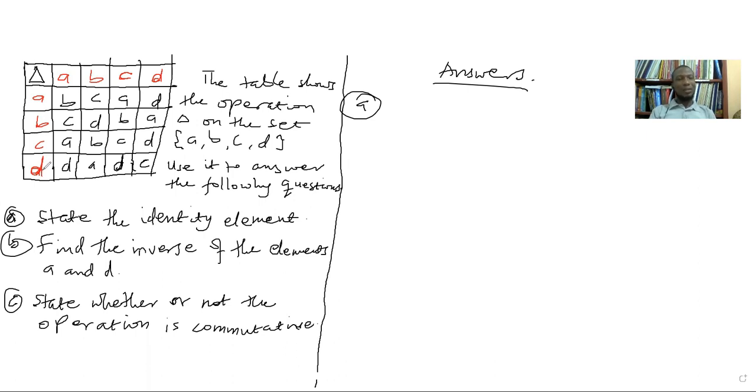So let us see from the table. This is the answer for A delta A. This is the answer for A delta B. This is the answer for A delta C. And in that order, this is the answer for C delta A, which is A. C delta C is C. C delta D is D. Yes, so this is how we are going to find it. Now, based on that definition of the identity or neutral element that we know already, we are now going to check from the table.